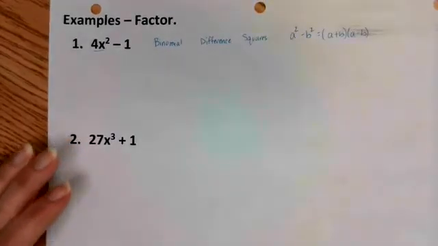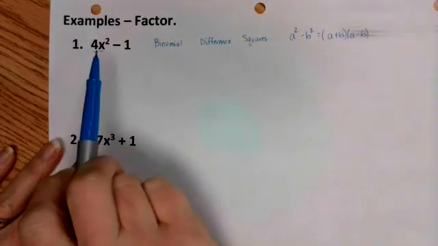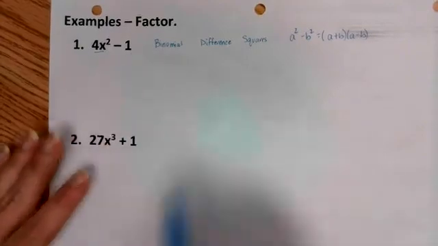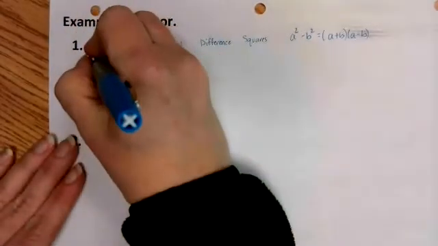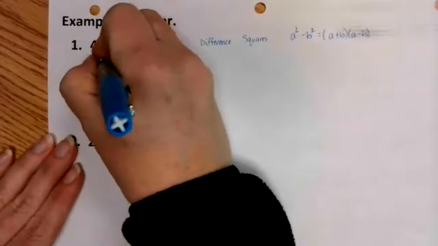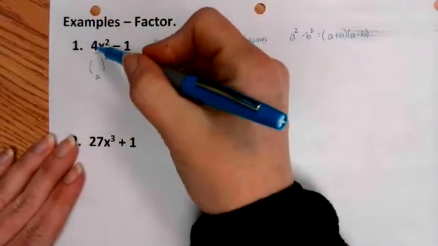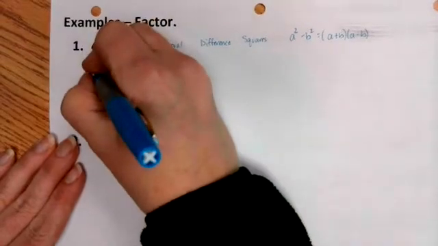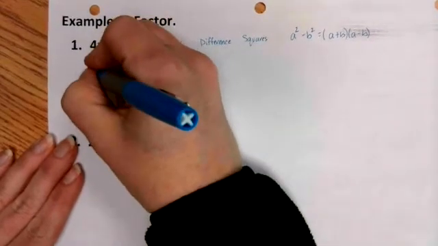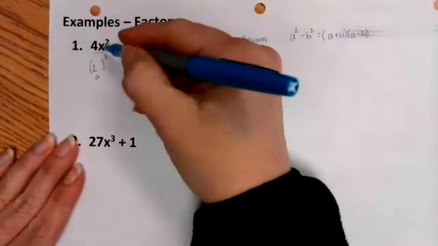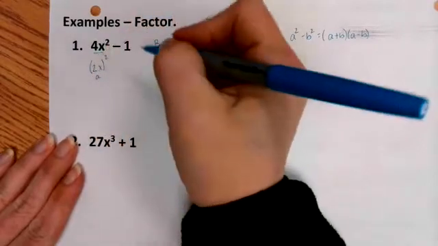So what I really need to know is, what do I square to get 4x squared? What do I square to get 1? And then I square root them. So my a term is what I square to get 4x squared. Don't forget about this coefficient. So in order to get the coefficient of 4, I need 2 squared. And then to get x squared, well, I just do x squared.